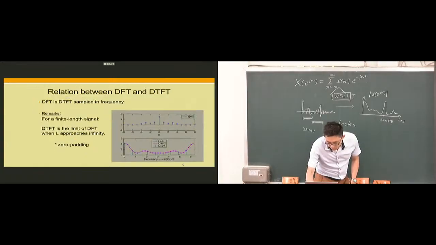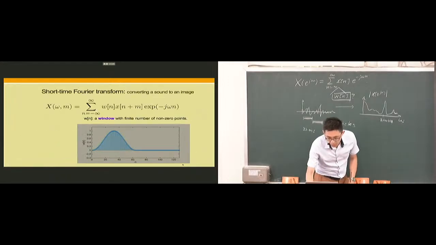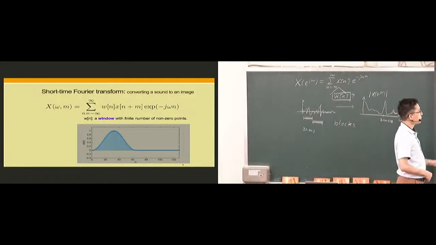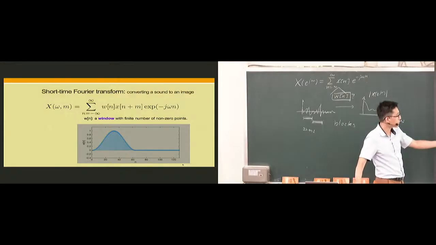You know what? Actually, I want to jump to C first. I think that's a better flow. Short-time Fourier transform. Okay, so let me just jump to part C first. It's actually easier this way.